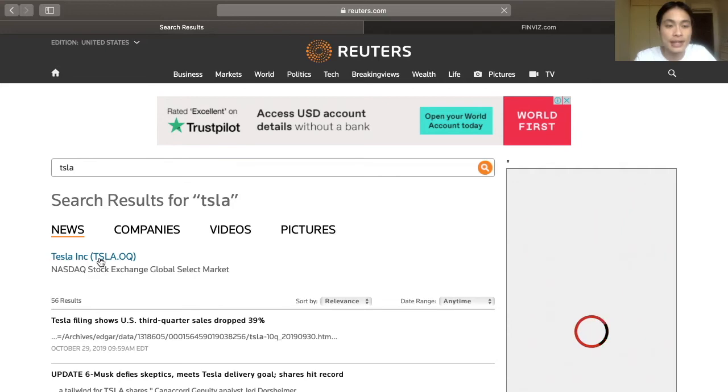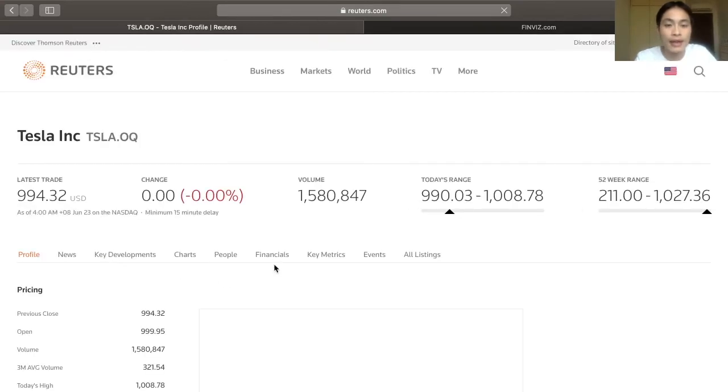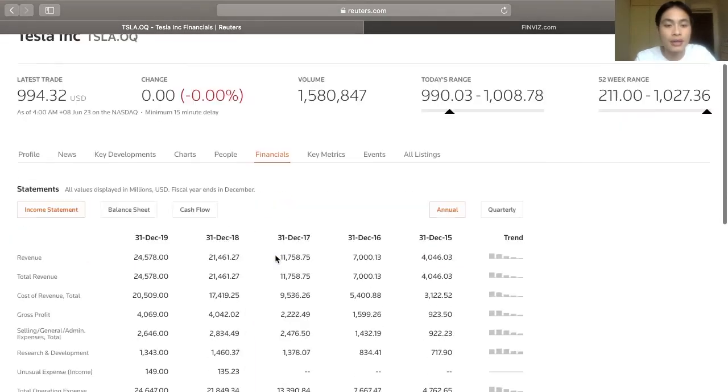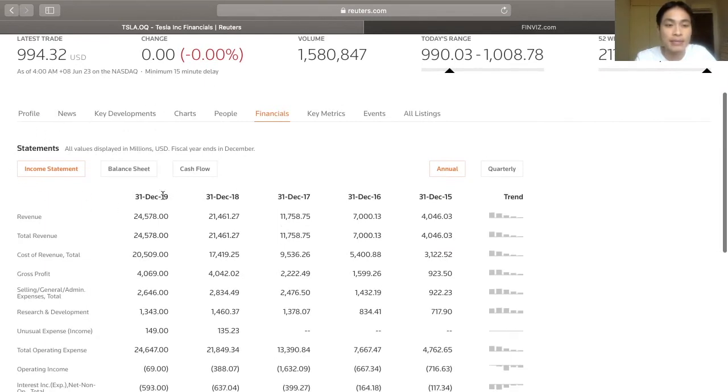And then we have Tesla here. So I'll click on Tesla, and then I'll go under financials. So you can see that these are the financial statements of Tesla. We want to take a look at Tesla's balance sheet to calculate its book value. So we click on balance sheet.